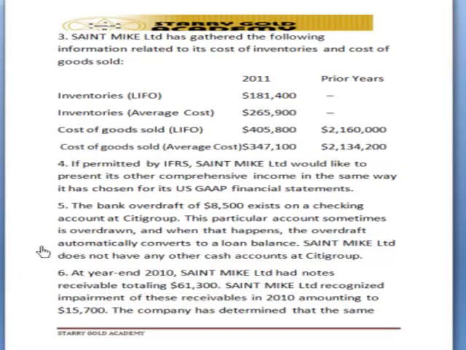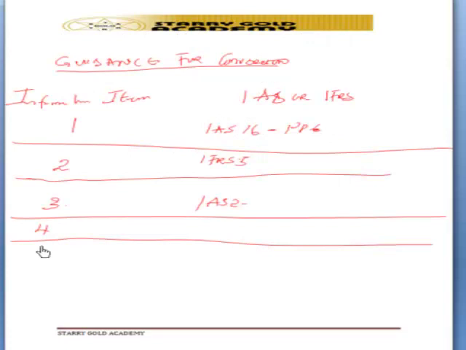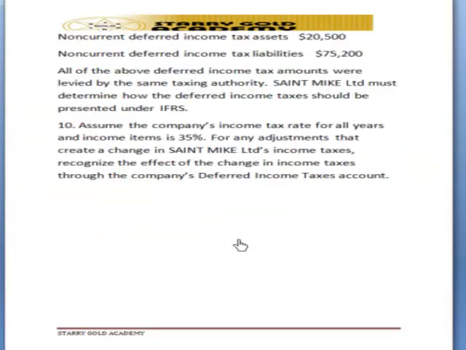So, number 4, if permitted by IFRS, St. Mike Limited would like to present its other comprehensive income in the same way it has been chosen for its US GAAP financial statement. So, number 4 is what? Is IAS number 1, which is presentation of financial statements. Number 4 is IAS number 1. IAS 1, we take care of it by the time we start the conversion.